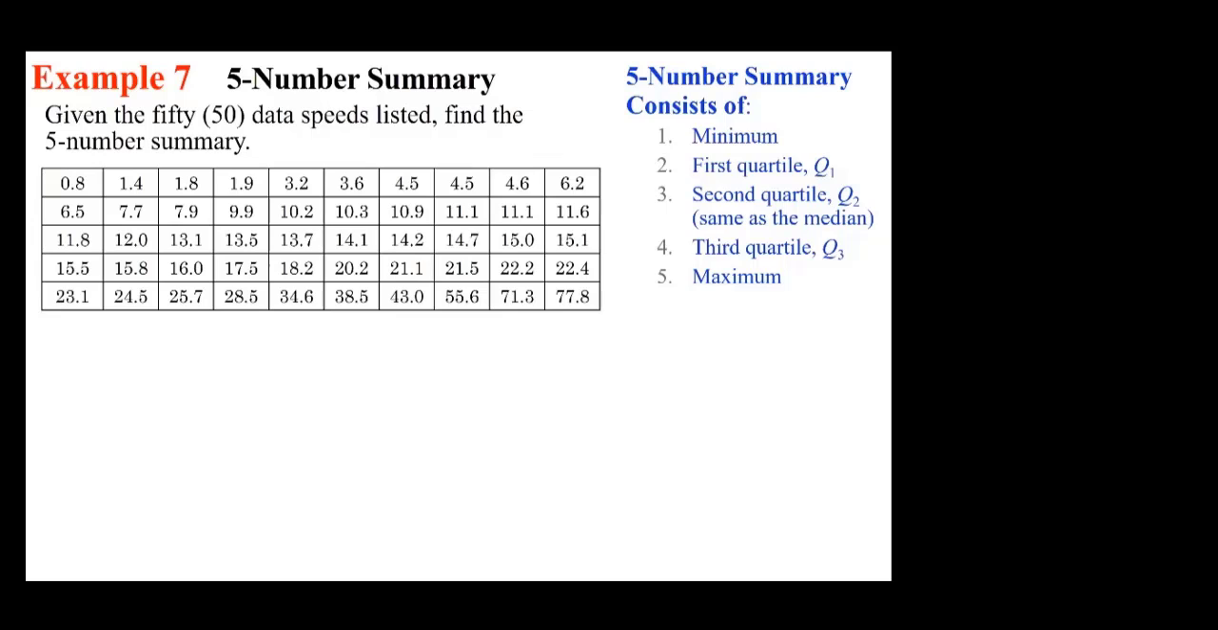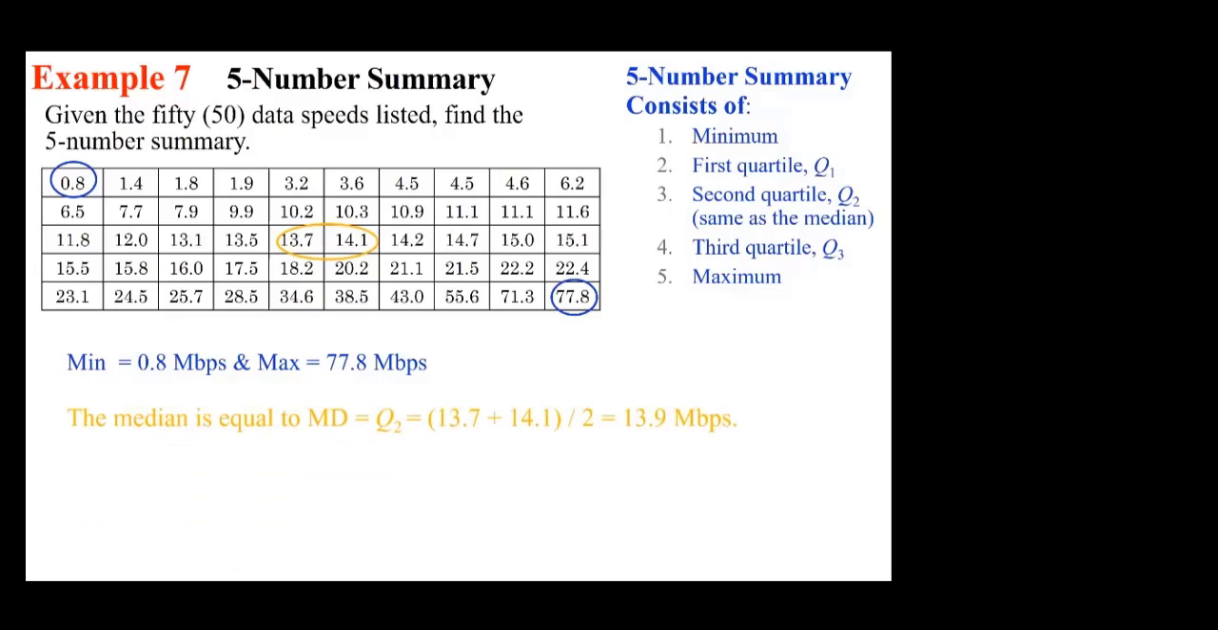Now, we want to find those 5 numbers. First, let's go with the easy ones. This is the minimum. This is the maximum. Now, the next thing is the median. There are 50 pieces of data. We have 25 and 25. Therefore, the median is somewhere between these two. This is the same as Q sub 2.